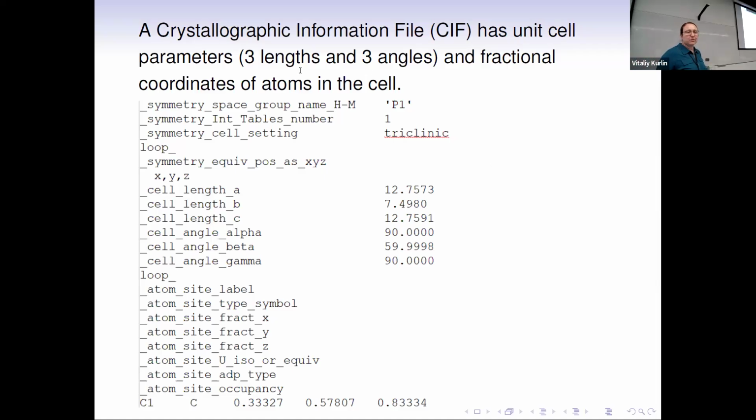Indeed, it has unit cell parameters as 3 lengths and 3 angles, and then atoms or the motif is represented within this unit cell as so-called fractional coordinates. Those are fractional because they are fractions of the unit cell, and to get the full structure, you need to repeat that into Euclidean coordinates again and again.